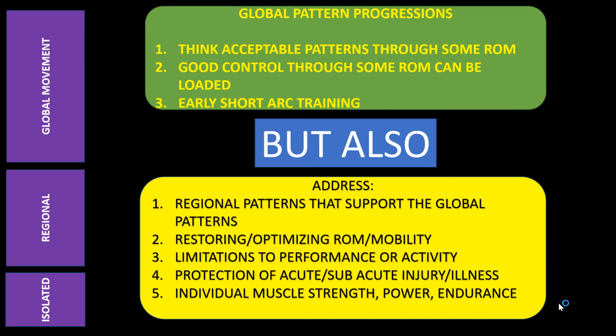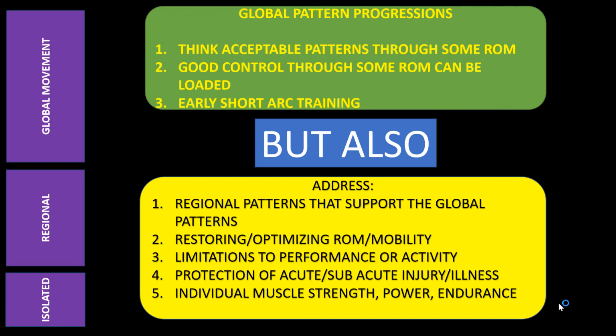So this could be restoring or optimizing range of motion, looking at whatever limitations to performance or activity there are. We do want to consider protection of the acute or subacute illness or injury if that happens to be present in our clients, as well as individual muscle strength, power, and endurance. But as we know, most of these situations, as I mentioned in the previous slides, don't have a direct impact on function if we're not training function. So this is where we train them both at the same time.